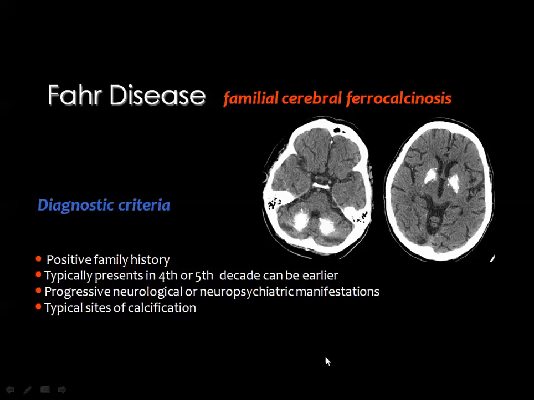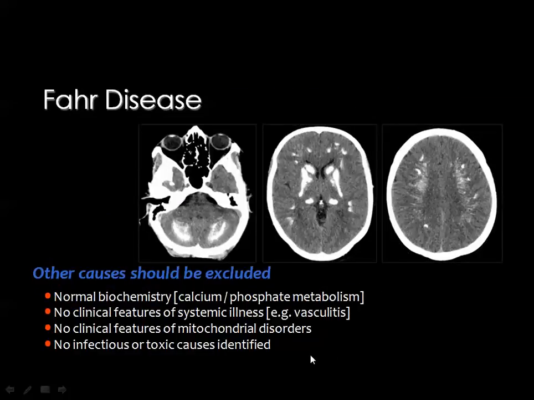There are progressive neurological and neuropsychiatric manifestations with typical signs of calcification, including the dentate nuclei and the cerebellum, the basal ganglia in the supratentorial area, the caudate, the lentiform, the thalami, as well as the white matter. And you see here, there is a bilateral symmetric calcification of the dentate nuclei, the caudate head, the lentiform nucleus, the putamen and the globus pallidus, the posterior aspect of the thalami, and the subcortical white matter.